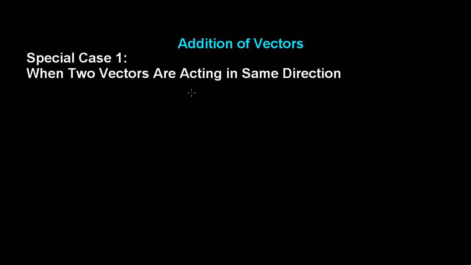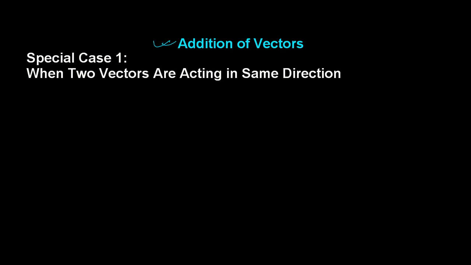We have already learned so many different methods of adding two vectors or more than two vectors. We learned the triangle law of vector addition, the parallelogram law of vector addition, the polygon law of vector addition, and the head to tail method. Now I'm going to talk about two special cases while adding two or more than two vectors.